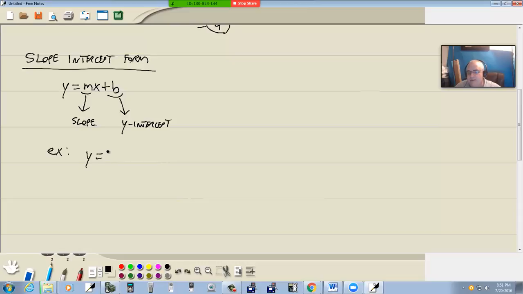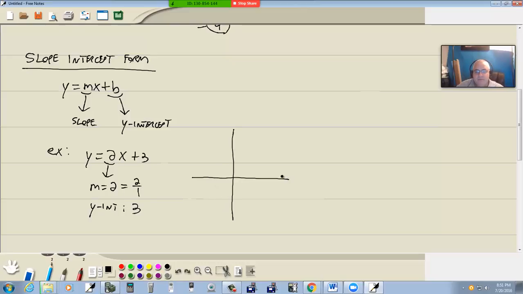Okay, let's take a look at graphing one. We got y is equal to 2x plus 3. This is in slope-intercept form, so our m will be whatever number's in front of our x, so that's 2, and we'll put it in fraction form, so I'll put it as 2 over 1. Our y-intercept is the number at the end, 3.